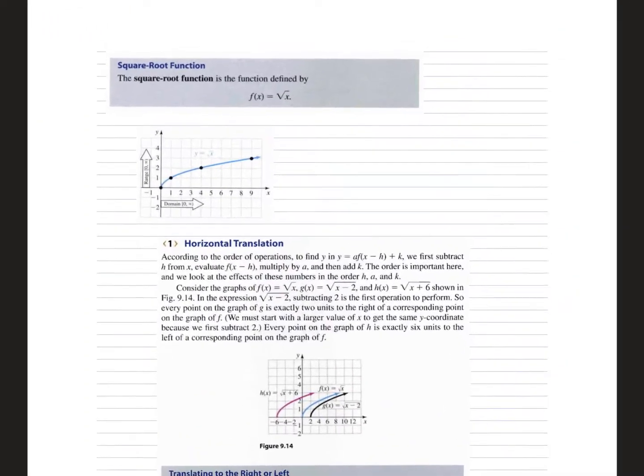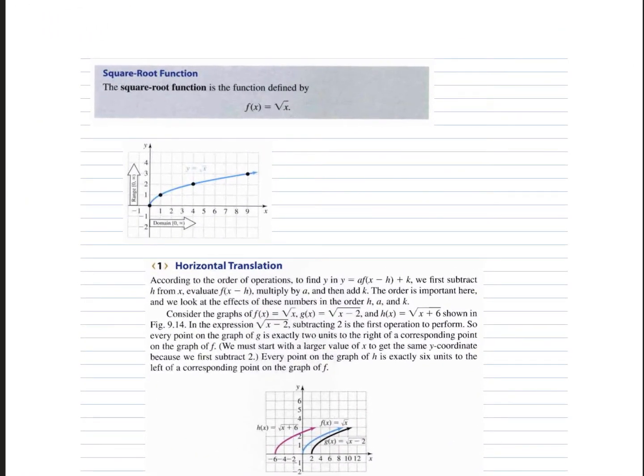The next type of function we're going to be looking at is the square root function. So f of x is equal to the square root of x. With these, your domain goes from one number to positive infinity or vice versa, one number to negative infinity. Same with your range. It goes from one number up to positive infinity or one number down to negative infinity.